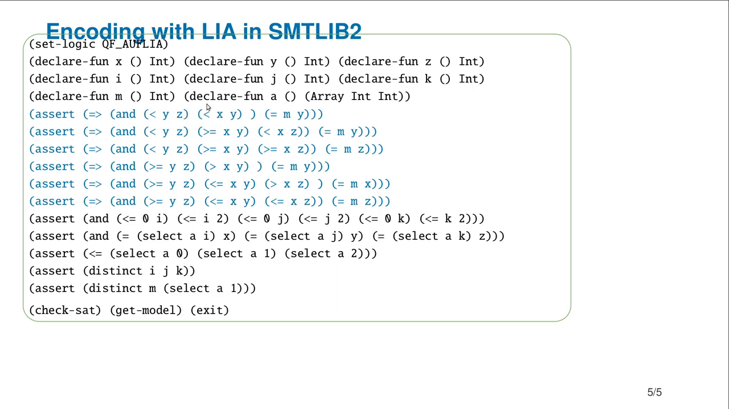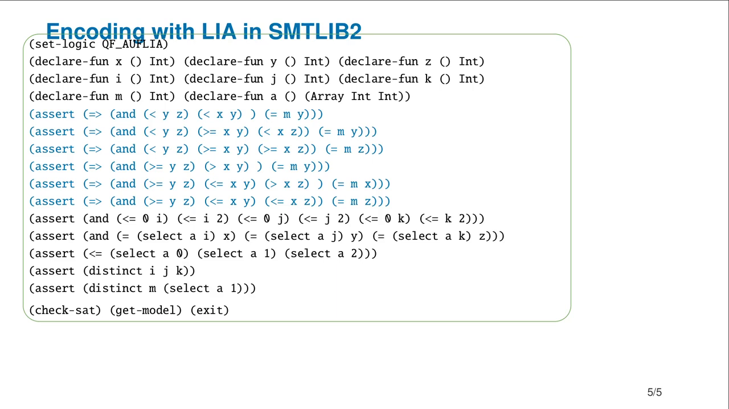And here we have now an implication. So this conjunction here implies m is equal to y. This is the first assertion. And what we have here are all the assertions for the program.